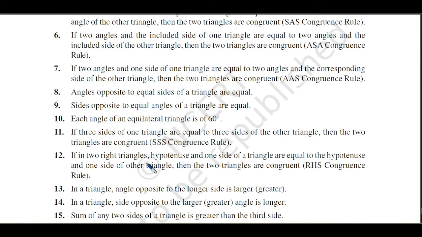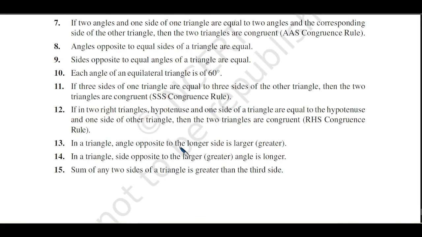If in two right-angled triangles the hypotenuse and one side of one triangle are equal to the hypotenuse and one side of the other triangle, then you say the triangles are congruent by the RHS rule.